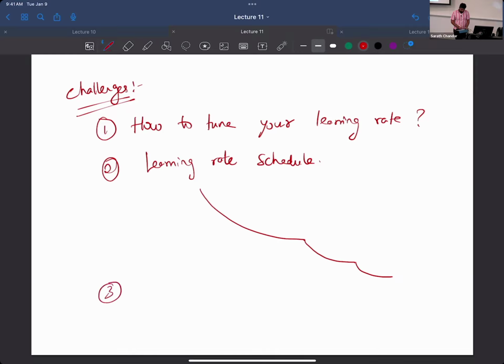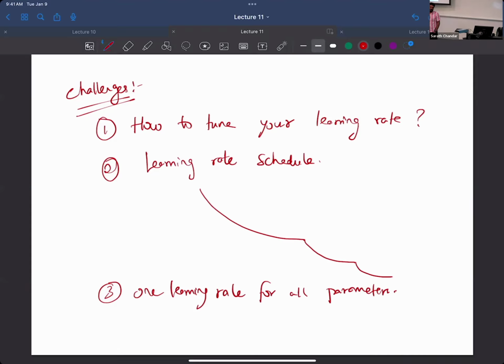Then the third issue is that the way gradient descent works, there is one step size, and you're using the same step size for all the parameters, right? We are basically having one learning rate for all parameters. Is this a good idea? Let's take a 10-layer neural network. Is it a good idea to use the same learning rate for all the 10 layers' parameters?